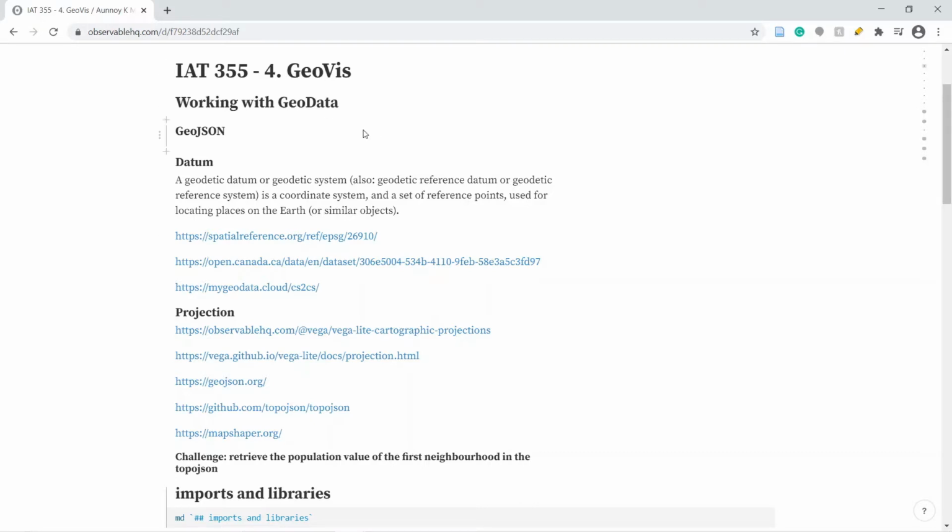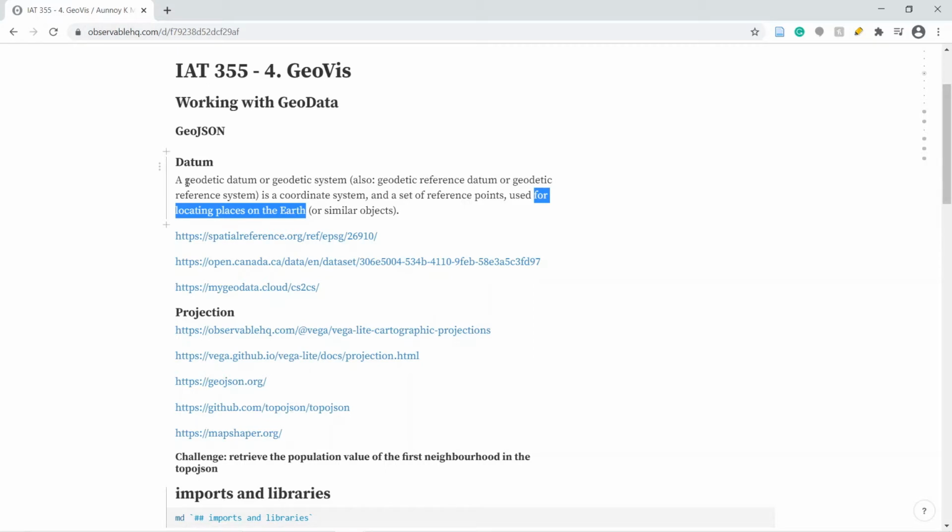Today we will be talking about how to work with GeoData. There are a couple of things that we need to understand first. One of them is datum, the other is projection. Datum is a coordinate system that is used for locating places on the Earth. Just like the coordinate system X and Y, this one is used to locate places on a spherical shape, which is the Earth in this case.